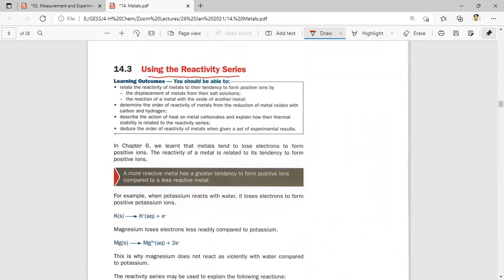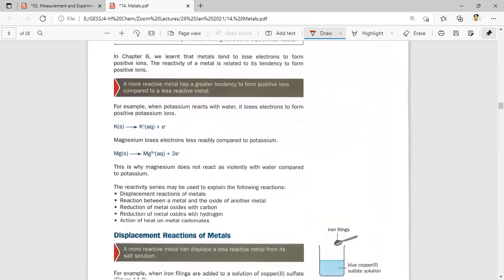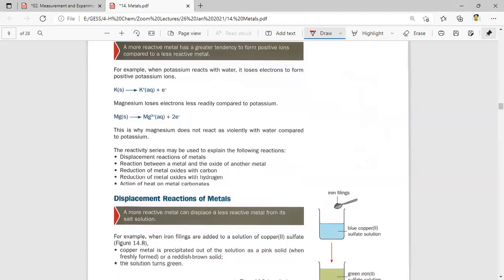The first one we're going to look at is how we can use it based on these 5 points over here. We can use it in terms of displacement reaction, looking at how it reacts between a metal and the oxide of another metal. There's also the reduction of metal oxides with carbon, metal oxides with hydrogen, and lastly, heating the metal carbonate itself. So there are a total of five main ones that we're going through in this next segment.